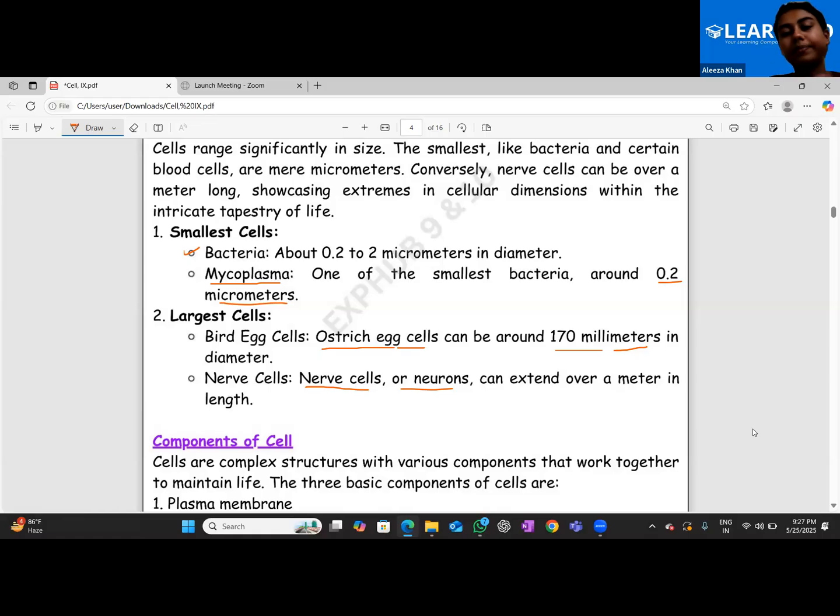Yes, and there are two types. Please keep your mic close to your mouth. There are two types of reproduction: asexual and sexual reproduction. Asexual involves a single parent, and sexual involves two parents. In asexual, it produces identical offspring, but in sexual, it produces diverse offspring. They can't be the same as the parents.